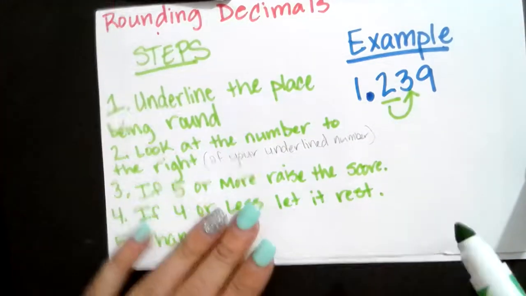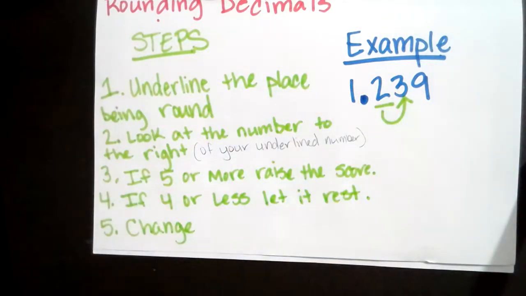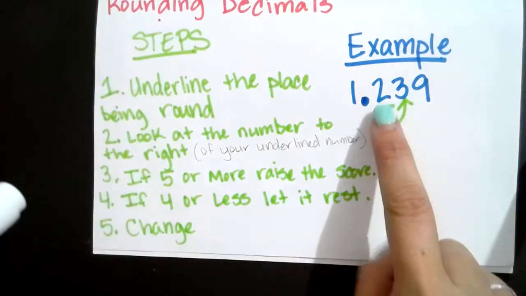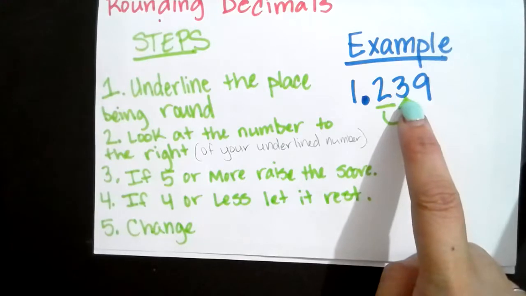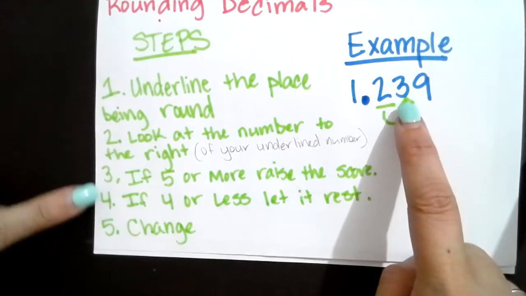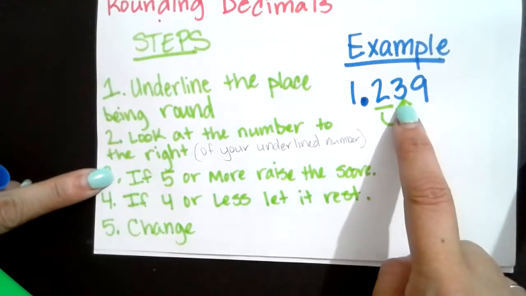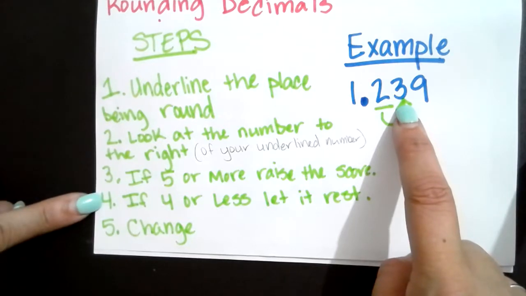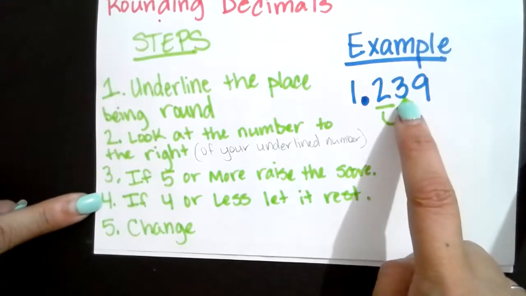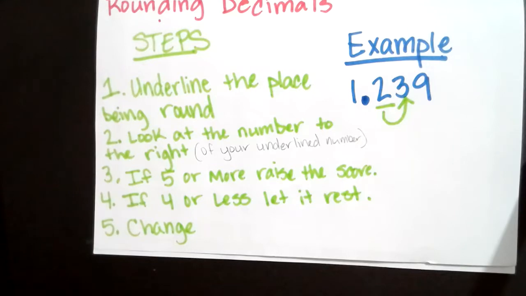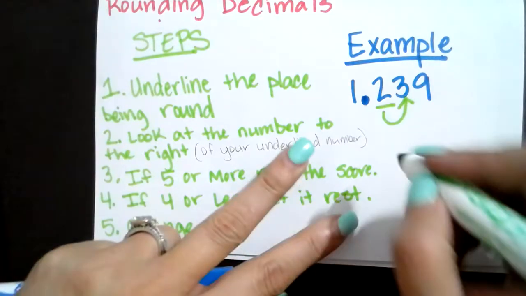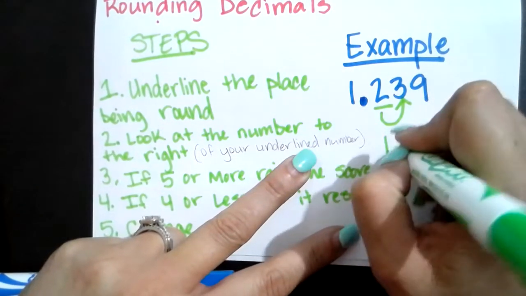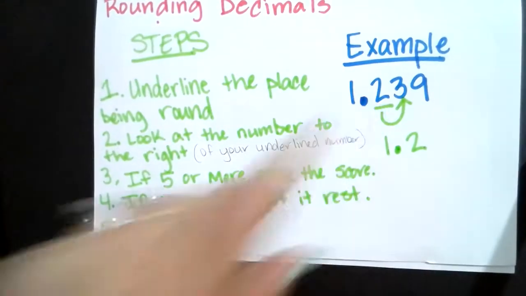Oh, let's do our step over here. I'm sorry. I got ahead of myself. So we underlined the 2. We looked near it. It's a 3. Is 3 5 or more? No. So I'm going to go to step 4. If it's 4 or less, let it rest. So here's the deal. That 2 is going to stay. So it's going to become a 1.2.